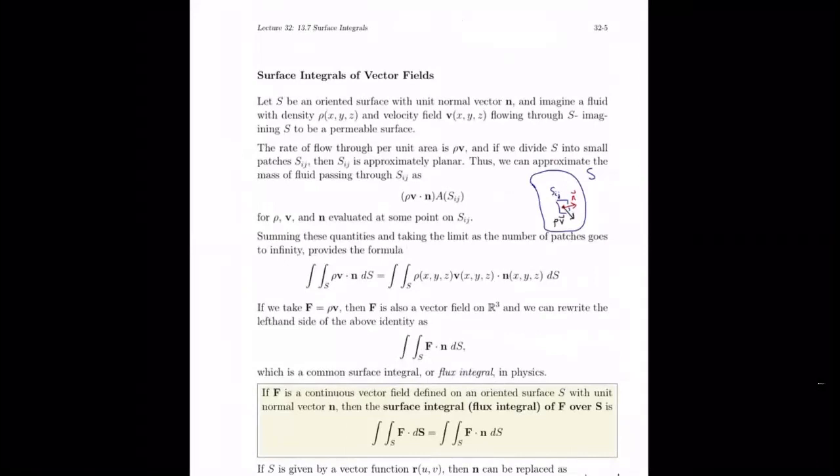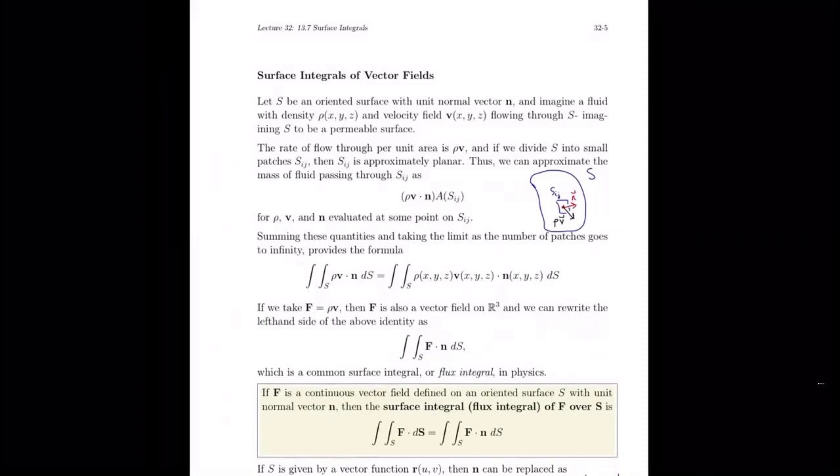Okay, so if we let S be an oriented surface with a unit normal vector n, then we'll imagine some kind of fluid. Either the fluid is some sort of ethereal thing that passes through the membrane, or the membrane is some kind of very permeable net-like surface or imagined situation.